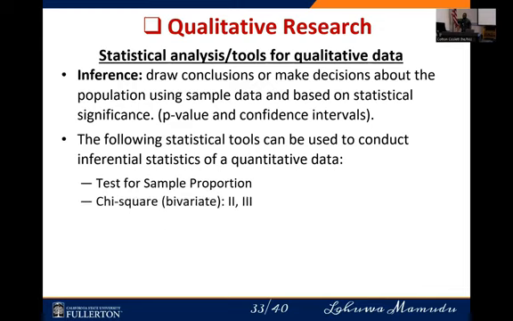Then quite often, what is most used is the chi-square test, which allows us to make bivariate inferences between two categorical variables. So you might want to know the association or relationship between two categorical variables. And using a chi-square test is one inference you can perform when it comes to qualitative data.